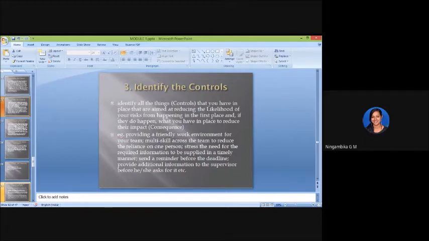So an example quoted here is providing a friendly work environment for your team, multi-skilling across the team to reduce the reliance on one person, and stressing the need for the required information to be supplied in a timely manner. If one of the team members leaves the organization, it is a challenge to look out for an experienced candidate. So you can make them stay by giving a friendly work environment and helping them improve their skills by giving training, etc. This will also motivate them to work in a better way. Yes, that is one of the examples quoted here.